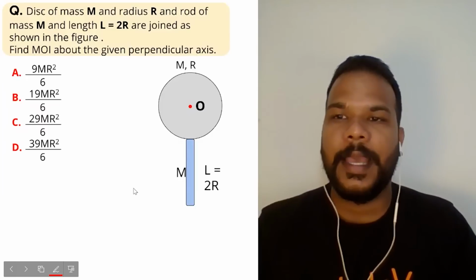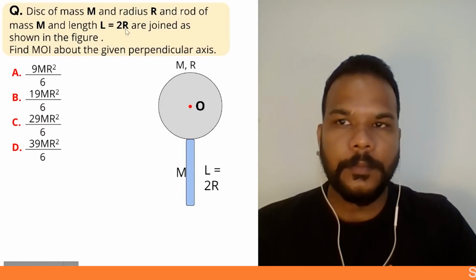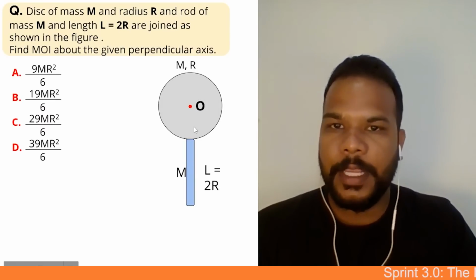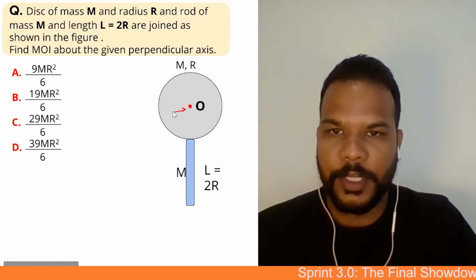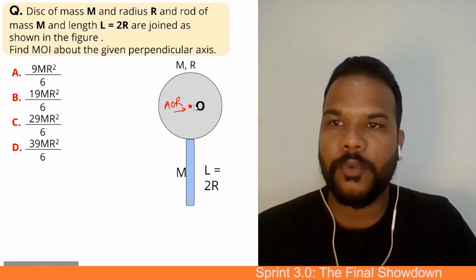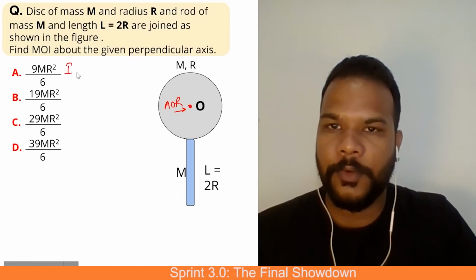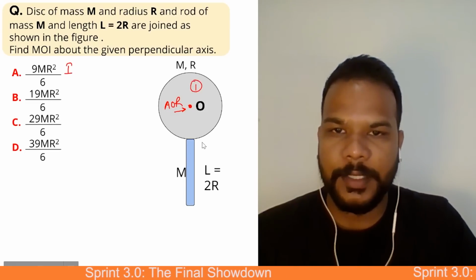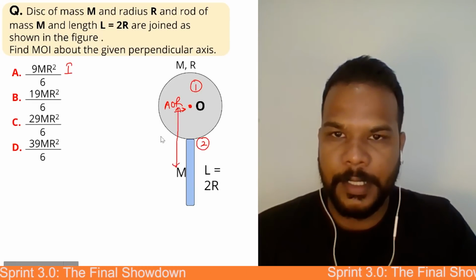Cool, guys, let's carry on. Now in this question we have a disc and we have a rod of length 2R. About this axis of rotation, we have to find out the moment of inertia. So moment of inertia for, say, disc, let's call this object 1 and this object 2. So this gap from the center is 2R.